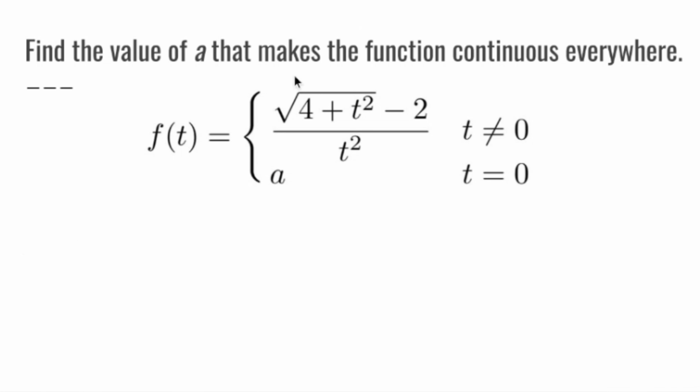Find the value of a that makes the function continuous everywhere. So we have ourselves a piecewise function. That's a mess, but it's over t squared. It tells you that t can't be 0.